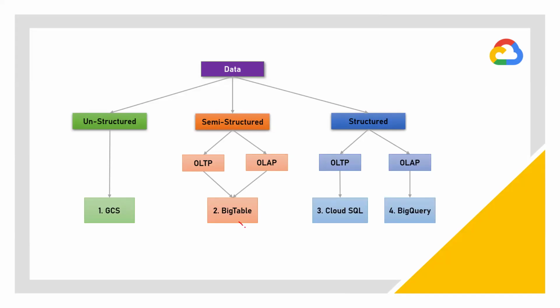Bigtable is very light. We are not covering it in much depth because it is not that important. But GCS, Cloud SQL, and BigQuery, all four services we are covering. Bigtable is at a high level. So coming to the storage and database services, we are covering four services: GCS, Cloud SQL, BigQuery, and Bigtable.